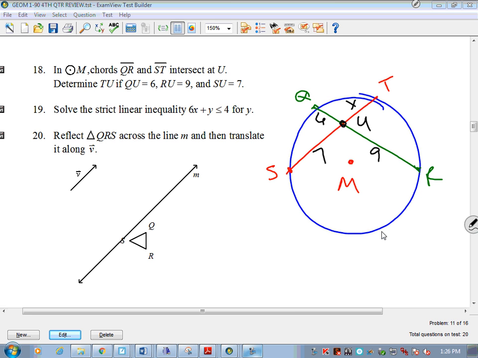This is a pretty easy question, but it's not one that we've spent a lot of time doing. What you run into on these, I don't know how many of you remember this, is that the product of the segments is equal to each other. So 6 times 9 is equal to 7x. We would find x by taking 6 times 9 divided by 7. 54 divided by 7, right?